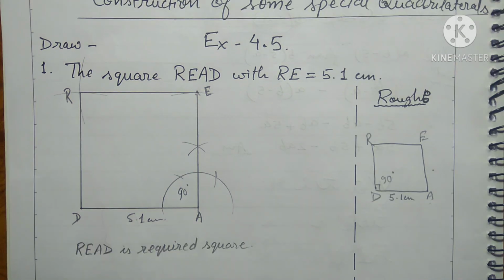So students, the same way you have to construct other special quadrilaterals like rhombus. So you should know the properties of rhombus and rectangle. You also have to know all the properties of rectangle. Then you are easily able to draw all these special cases.